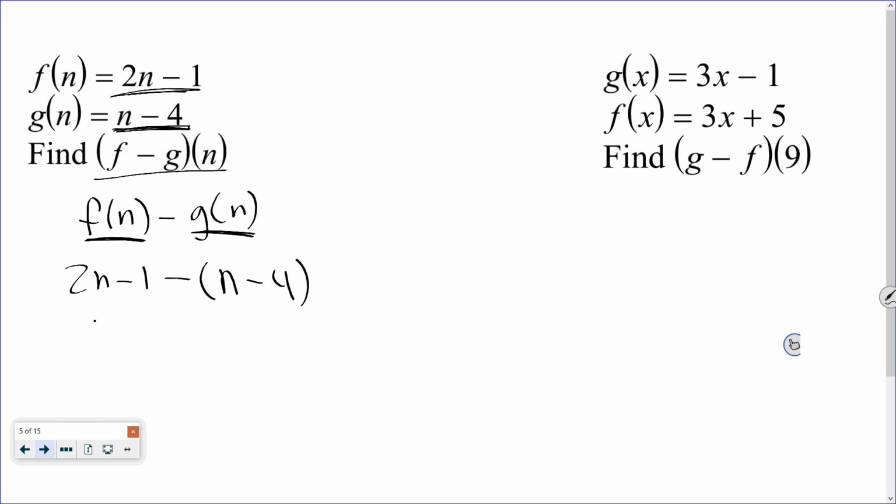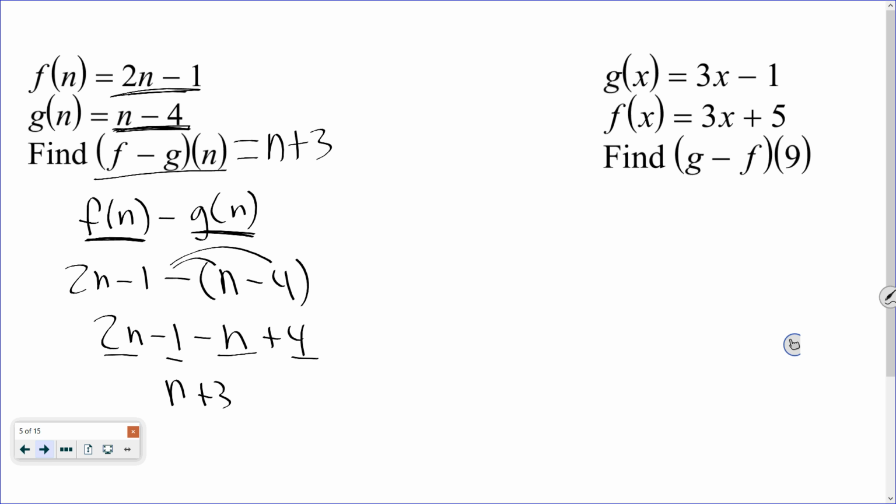So now let's simplify that. I have 2n minus 1, and this minus, if you remember when we did these earlier in the semester or trimester, has to carry through. So it becomes minus n, and the minus a negative 4 becomes plus 4. Okay, now just combine like terms, simplify. I've got 2n minus 1n, that would be 1n, n. I got minus 1 plus 4, that'd be a positive 3, so n plus 3. So there's my answer. f minus g of n equals n plus 3.